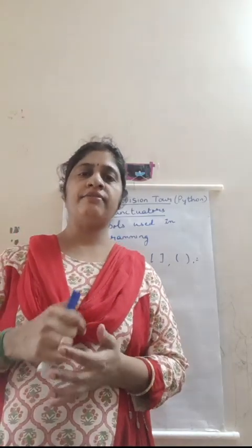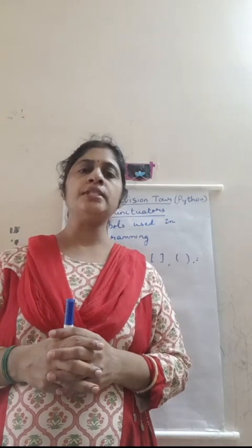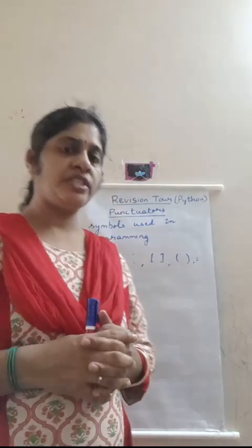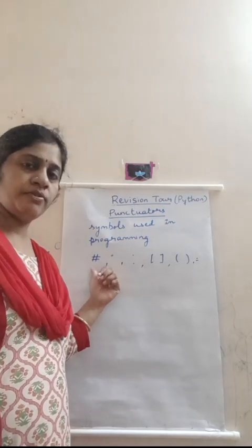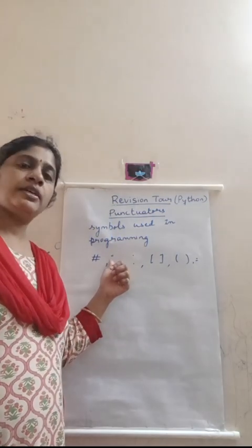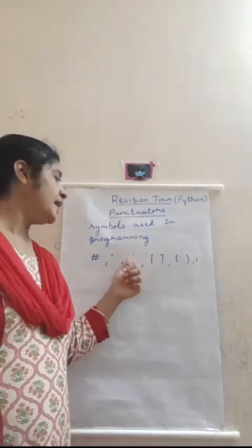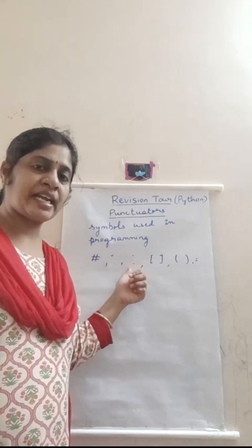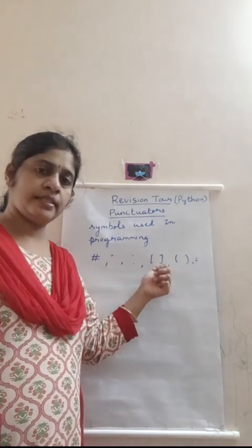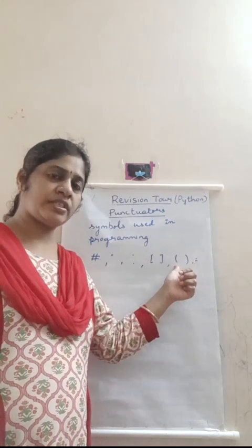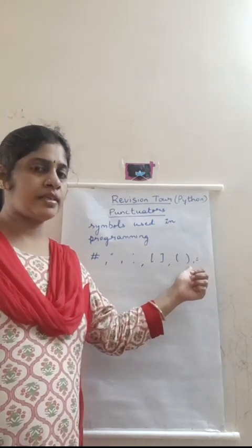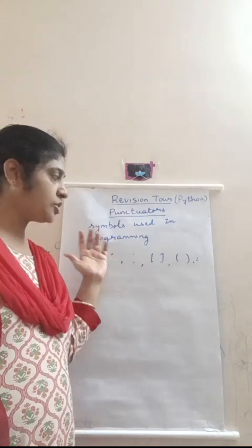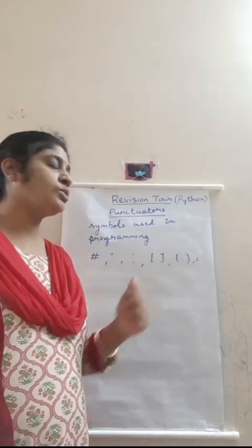Now let us see the final token, punctuators. Now what are punctuators? Punctuators are nothing but symbols which we use in our programming language. Some of the common symbols are hash, which is used to write a comment, double quotes for writing a string, and colon, which you will be using in loops and conditional statements when there are statements to be followed. Square brackets for lists, round brackets for tuples, and equal to, which we use in expressions. So these punctuators we use commonly in our programs. These are the symbols which we use in our program.